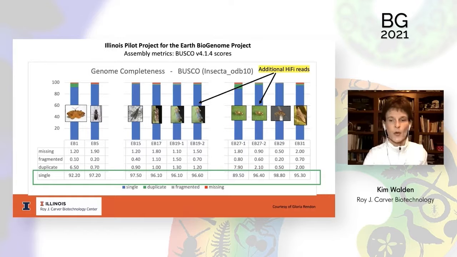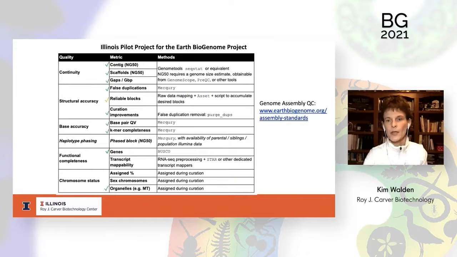The BUSCO ortholog completeness scores for these 8 insect assemblies are excellent, with at least 90% of the Insecta ODB10 database orthologs detected. Less than 2% of the BUSCO orthologs were not modeled for these genome assemblies. We evaluated the assemblies with other EBP recommended tools, such as Merqury, to assess genome completeness using k-mer analysis, and BlobTools to identify contaminants.